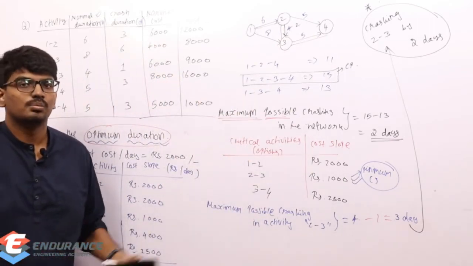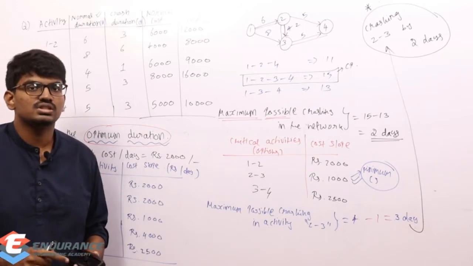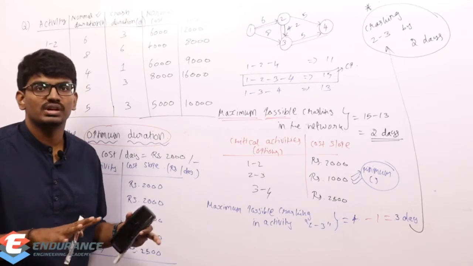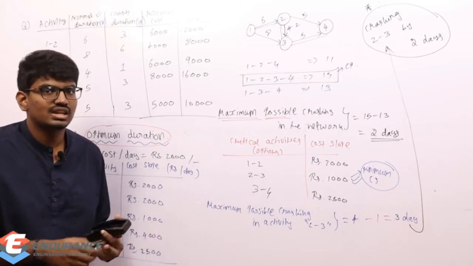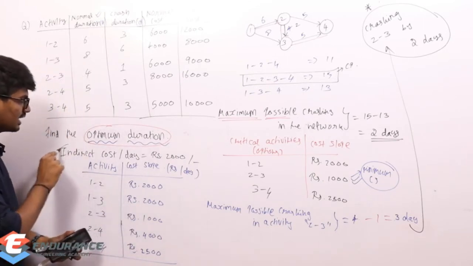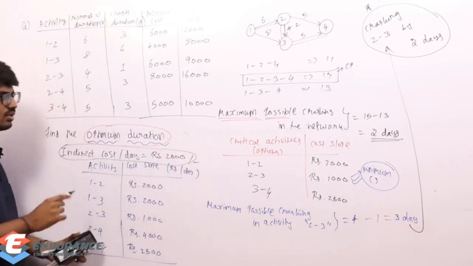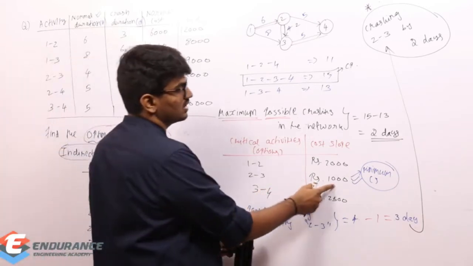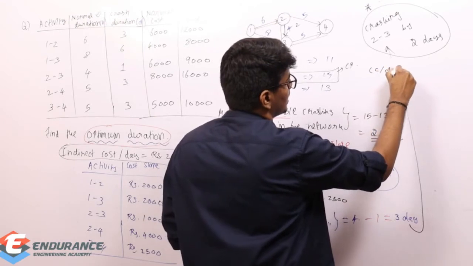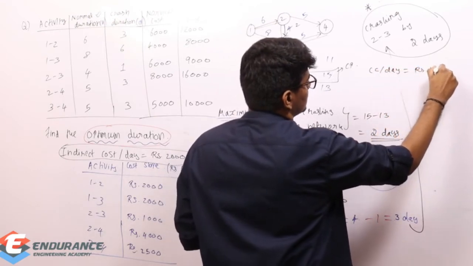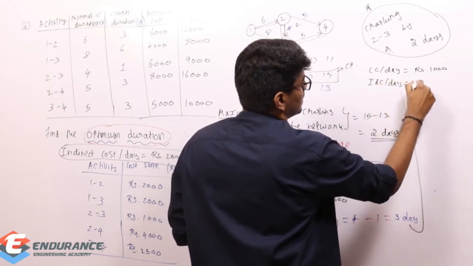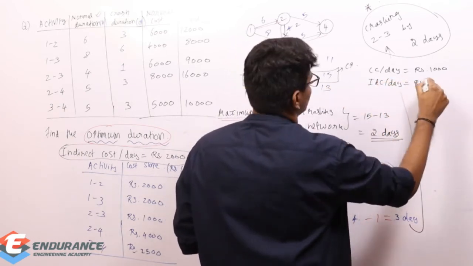But before going to that, we need to check whether our crashing is economical or not. If our crashing is not economical, I should not crash it. How to check whether my crashing is economical or not? Simple. They have given the indirect cost per day, and what is our cost slope? Rupees 1000 per day. Let me write it down. Crashing cost per day is rupees 1000 and indirect cost per day is rupees 2000.